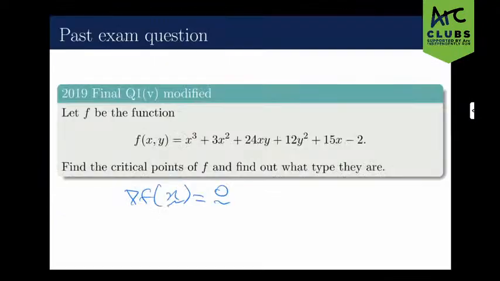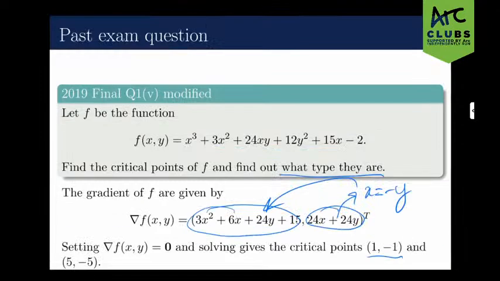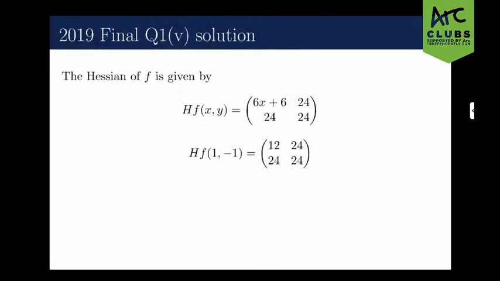Okay, so I guess the important thing here is I want to find the Hessian. Once I find the Hessian, I'll be able to determine whether this is positive definite or negative definite, and hence whether this is a maximum, a minimum, or a saddle point. Right, so this is the Hessian at any point x, y.